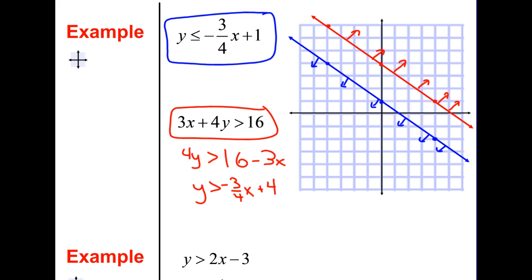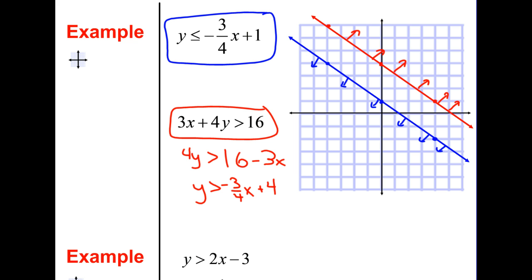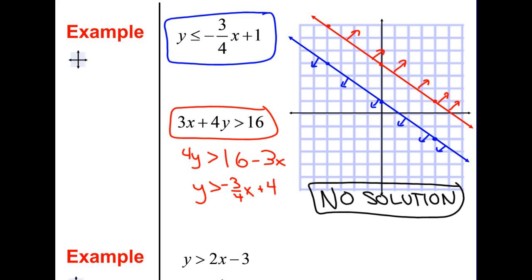Now, if you look at these two lines, you can notice they are parallel lines. So what we have to look at is, do we have any overlap? This is the area that the blue section would shade into, and this is the area that the red line would shade into. Do I have any overlapping? No, I don't, so this problem actually has no solution. There is not one point that works for both of these inequalities.